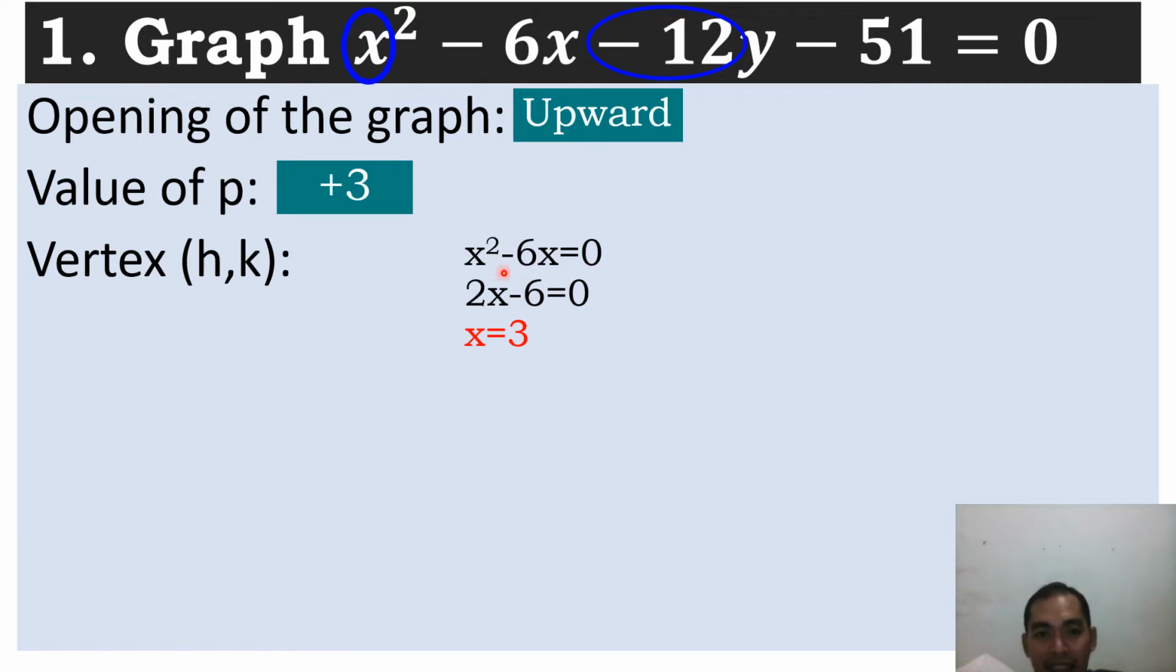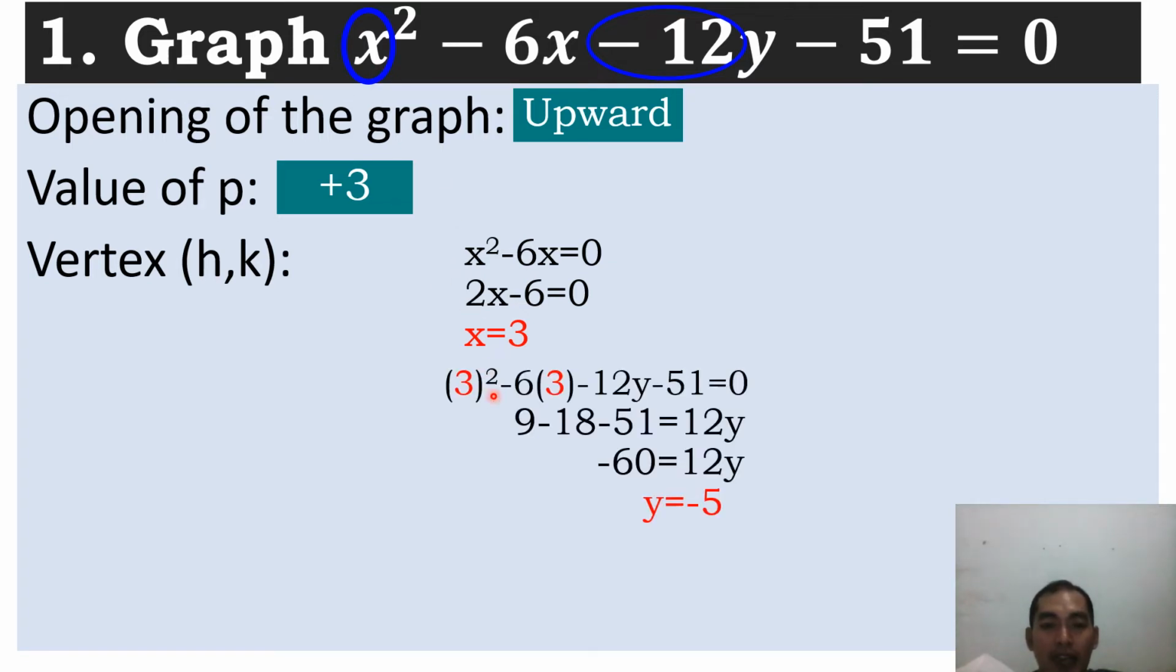Then the next term is negative 6 times the exponent 1 is negative 6. Then bakit nawala na yung variable x? Variable x, because the exponent is 0. Then x to the 0 is 1 times negative 6 is negative 6. Transpose negative 6 to the other side, it became positive 6. Divided by 2 is positive 3. Then after that, you substitute 3 to the original equation.